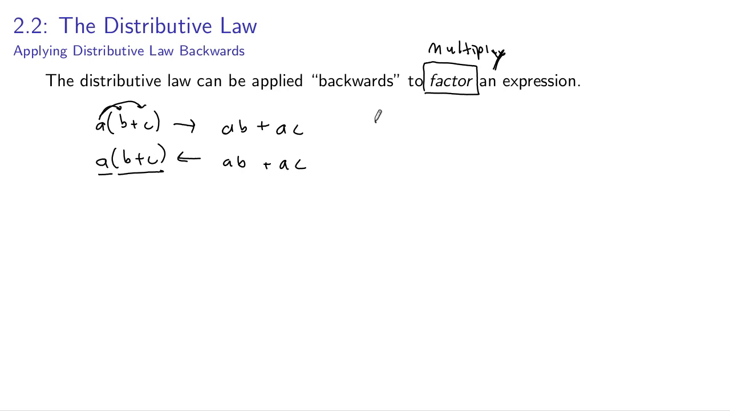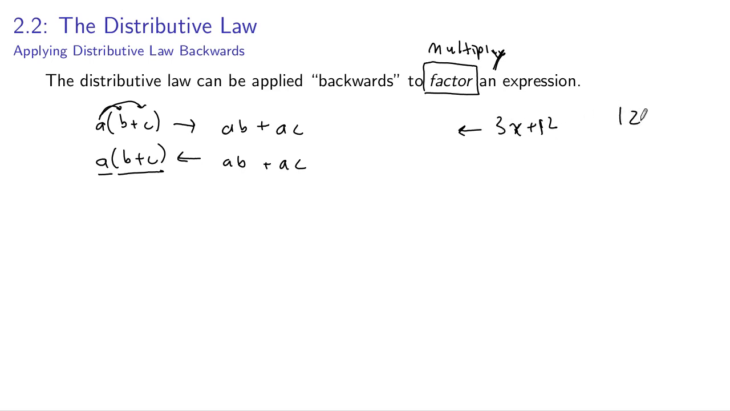Why is that? Well, think about this. 3x plus 4. If I do 3x plus 4 forwards, I get 3x plus 12. Now, if I don't have this on the left, and I'm trying to go backwards, I have to factor the 12. I need to think about what can I multiply together to get 12, where I can find a common factor with this first term.